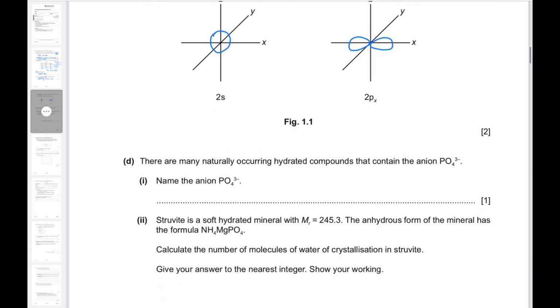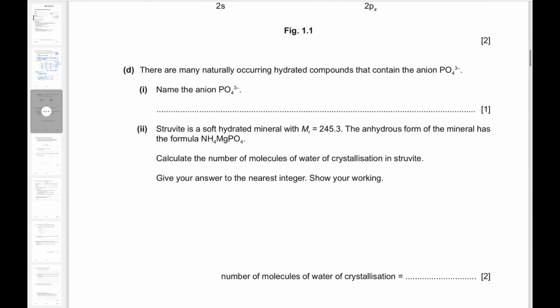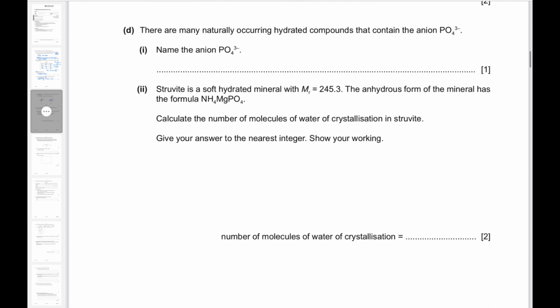D. There are many naturally occurring hydrated compounds that contain the phosphate anion, and you're supposed to name this ion. Whenever you are supposed to write down the names of an ion, you also need to write down the oxidation state, in this case of phosphorus over here. So now you want to find the oxidation state of phosphorus. So let that be X, since that's unknown. Oxygen is almost always -2.